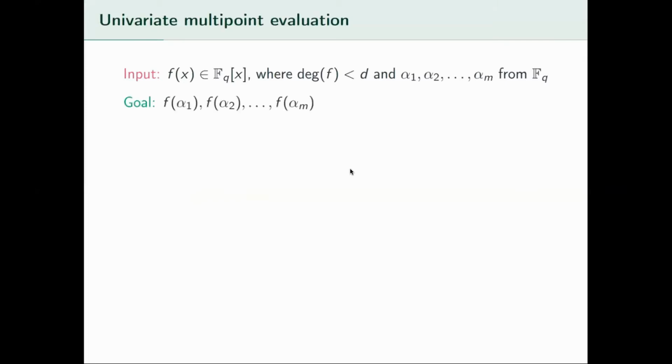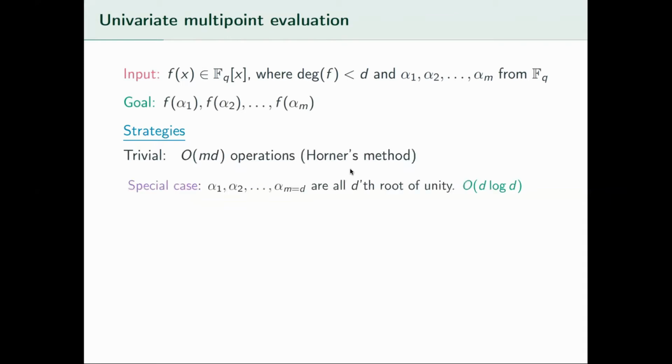I'm posing the same question in the univariate setting, and trivially you can do it in order of m times d operations. And we know that when these evaluation points alpha 1 to alpha d are all dth roots of unity, then I can use the fast Fourier transform to compute it in order of d log d. So it's nearly linear time in the input size, because here the input size becomes order of m plus d, and when m is of order d, the input size becomes order of d, and this takes order of d log d. So that's nearly linear in the input size, and that's great.